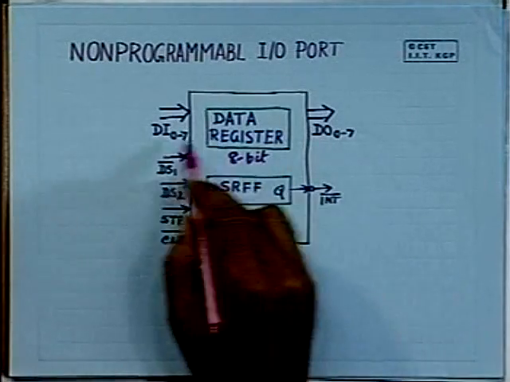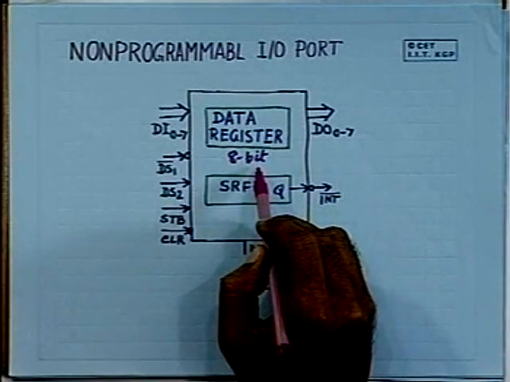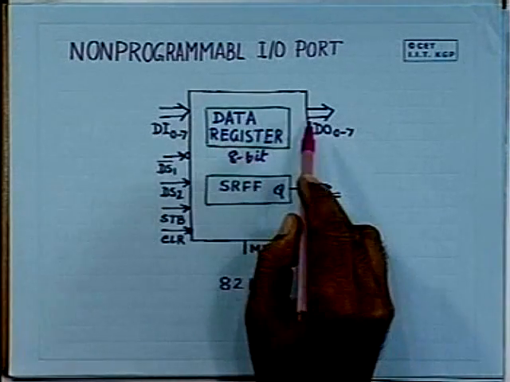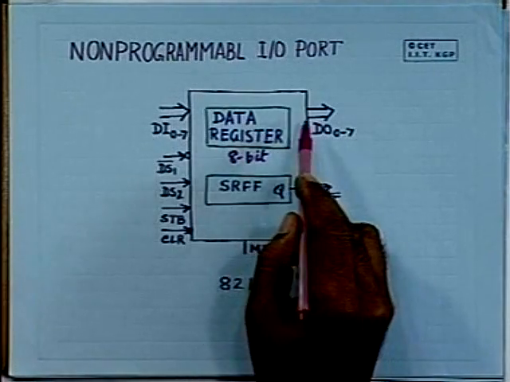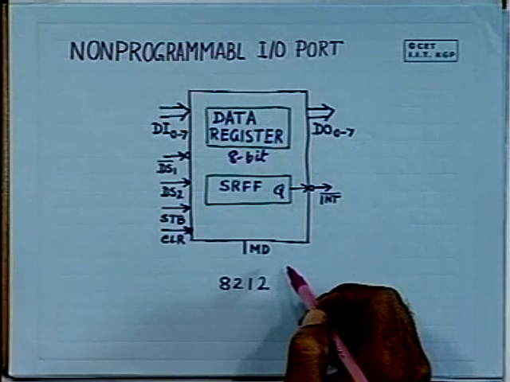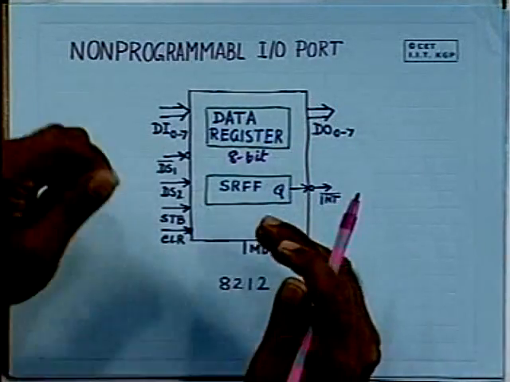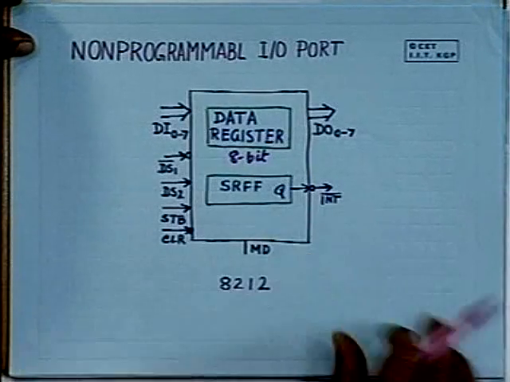And from the schematic diagram it is clear that this device can act as a single port device, either input or output, and we shall see how it can be configured. The non-programmable I/O port devices can be configured by hardware means. The way it will work can be programmed not by software, but configured by hardware. Let's see how it can be done in this particular case.